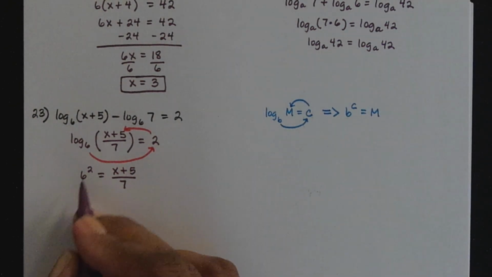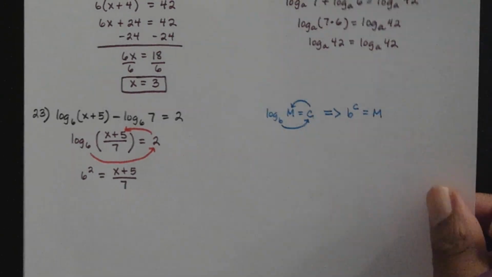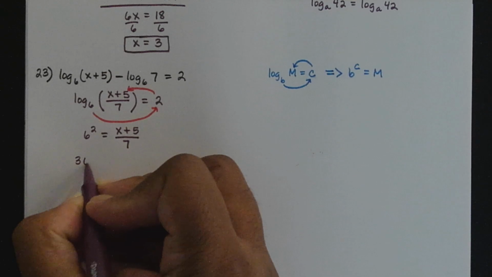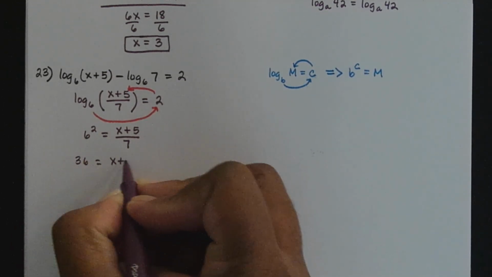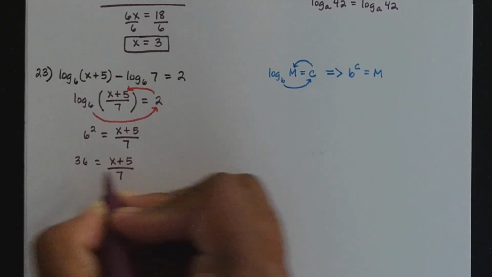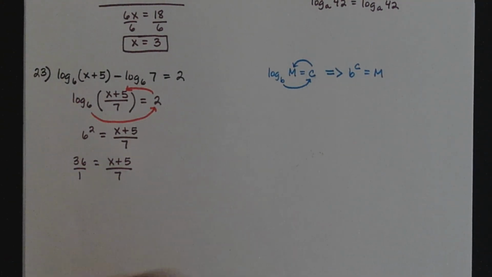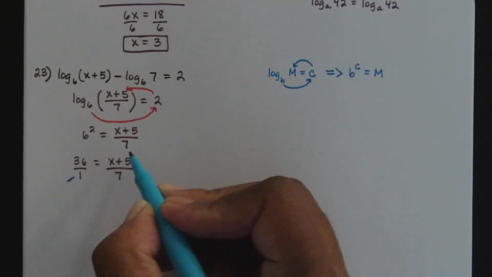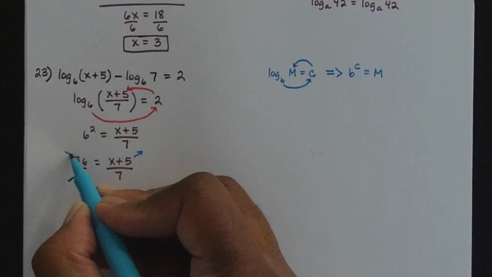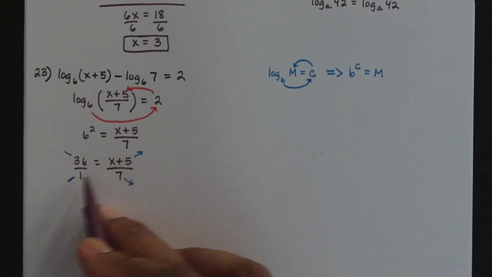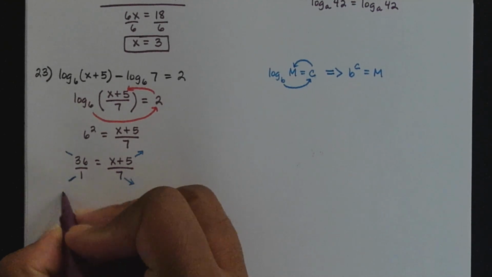Now let's simplify what 6 to the second power is, or 6 squared. That's 36. And then that's going to be equal to x plus 5 divided by 7. And what I'm going to do is put that 36 over 1, because what I'm going to do here is cross multiply, like this. So if I use cross multiplication here, I have 1 times the x plus 5, which will be x plus 5.